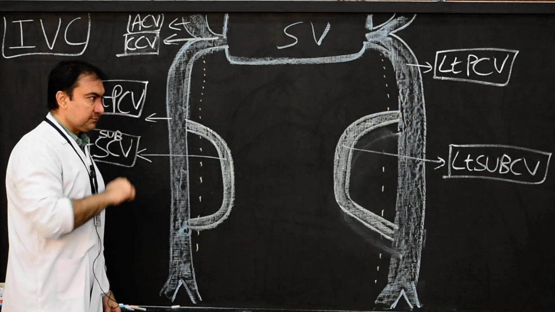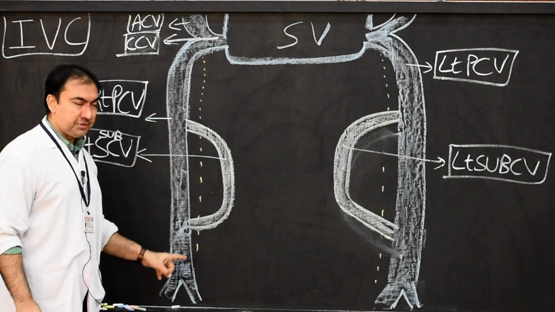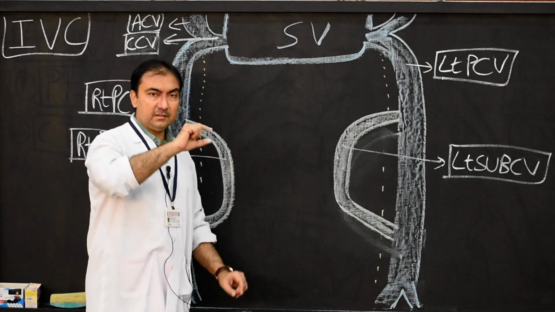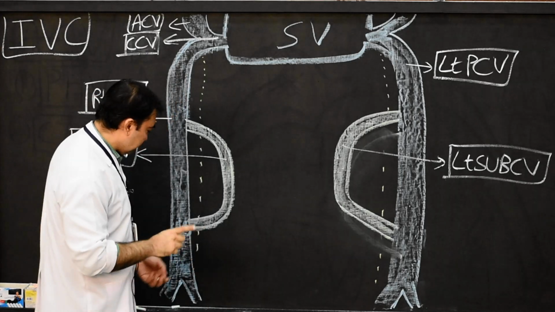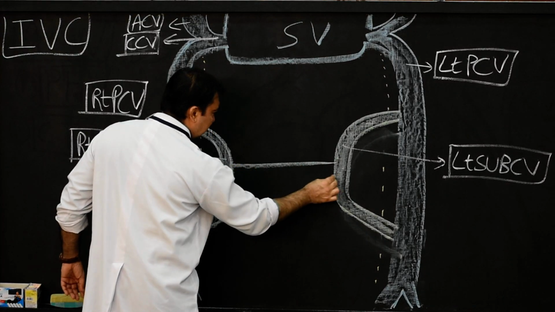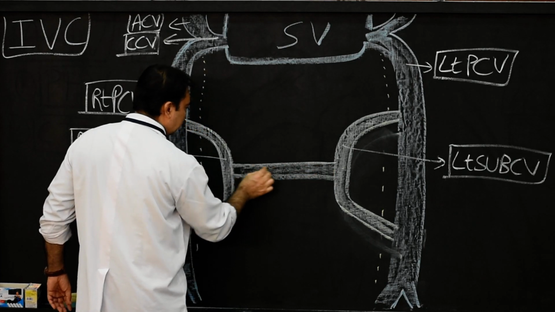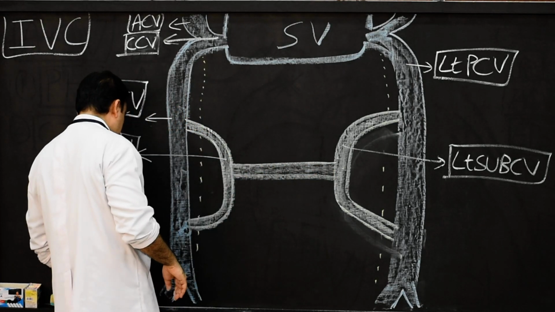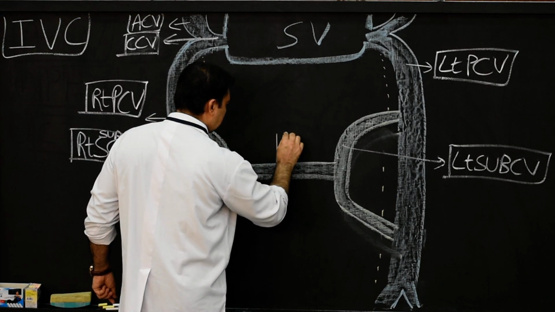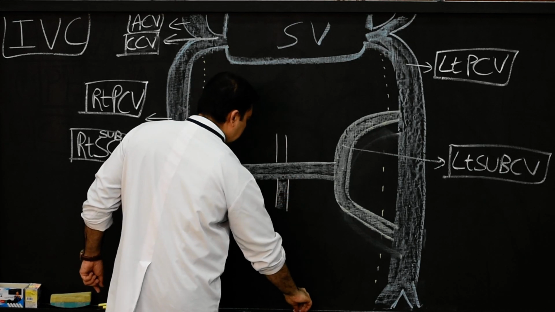Now, we come to the third pair of longitudinal veins. Before we introduce the third pair, in between these two subcardinal veins there will be a transverse anastomosis, known as the pre-aortic anastomosis. So here we draw this transverse anastomosis. Why is it called pre-aortic? Because dorsal to this will be the aorta. If I draw the aorta here, it will be lying dorsal to this transverse anastomosis.